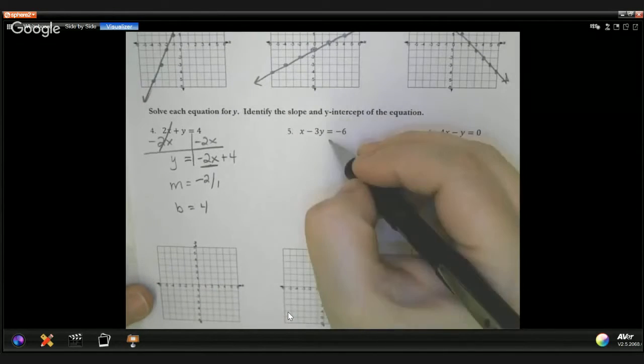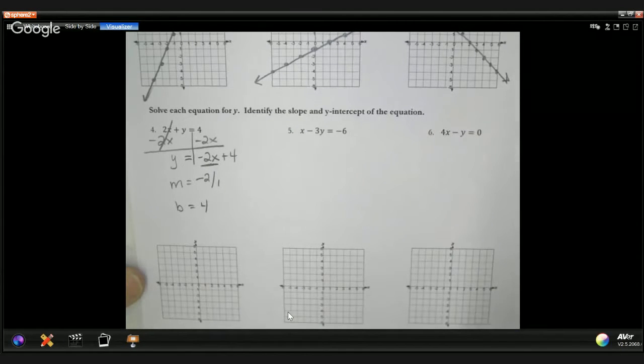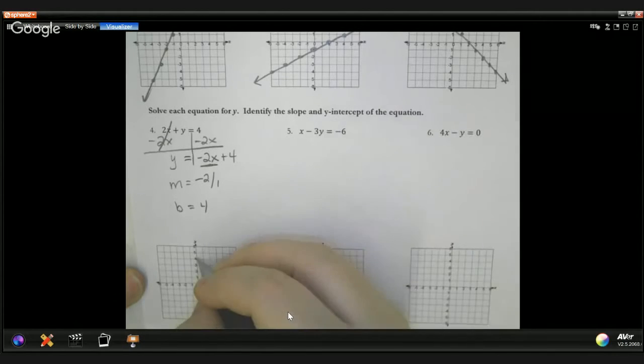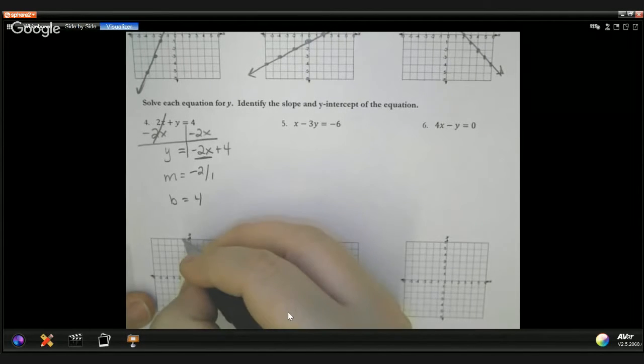Okay, so what I'd like you to do is try and graph number 4. And then when you think you got it, press play. You should have 4 and then down 2 over 1 the whole way. And then up the other way.